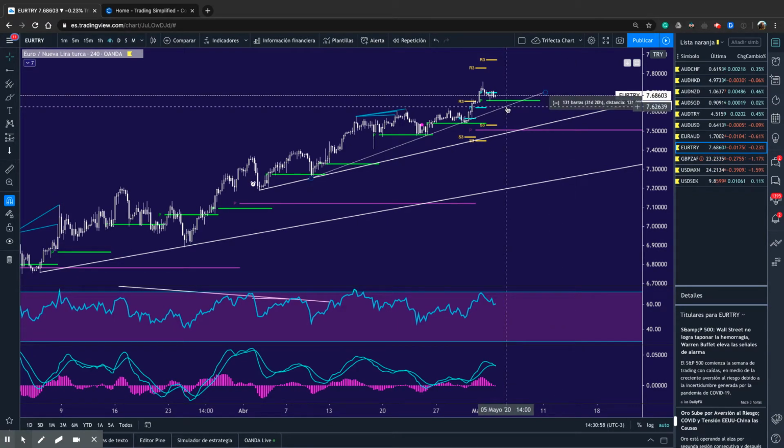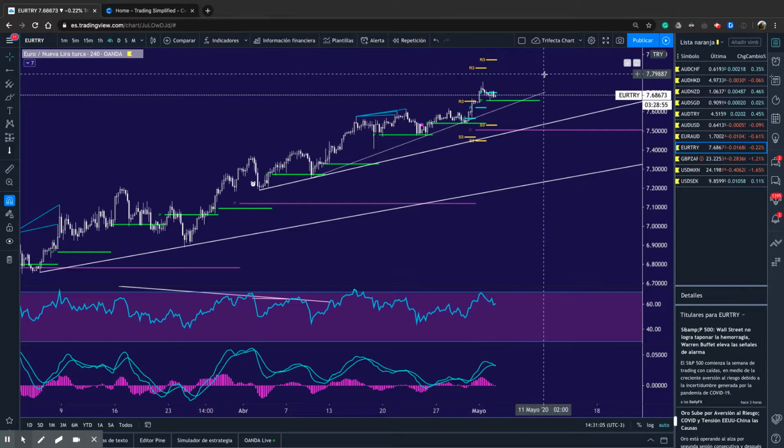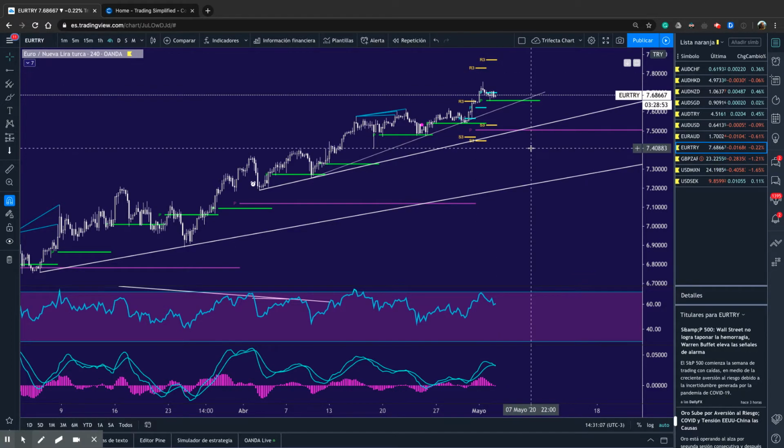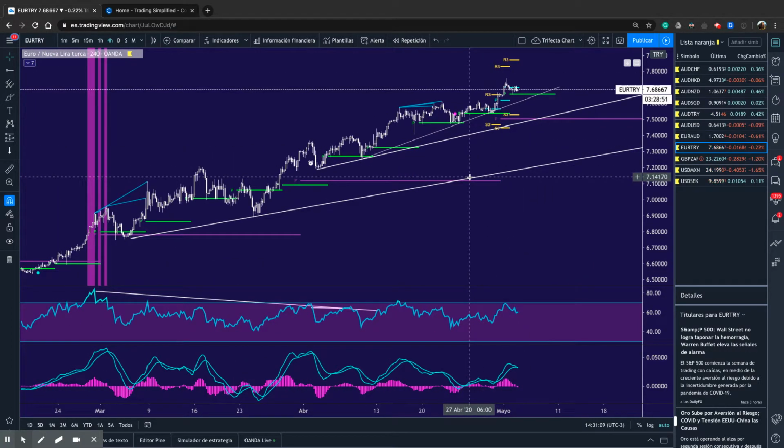So if it happens, we should be really ready and place our stops on top of the highs and prepare for a really nice downwards movement with this monthly pivot of April as a target, as a really awesome target.